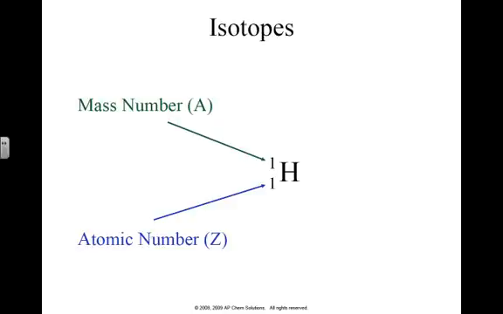This is hydrogen 1, atomic number 1, mass number 1. So it has 1 proton, 0 neutrons, and 1 electron. Now on the other hand, hydrogen 2 is going to have 1 proton, 1 neutron, and 1 electron. This is called deuterium.